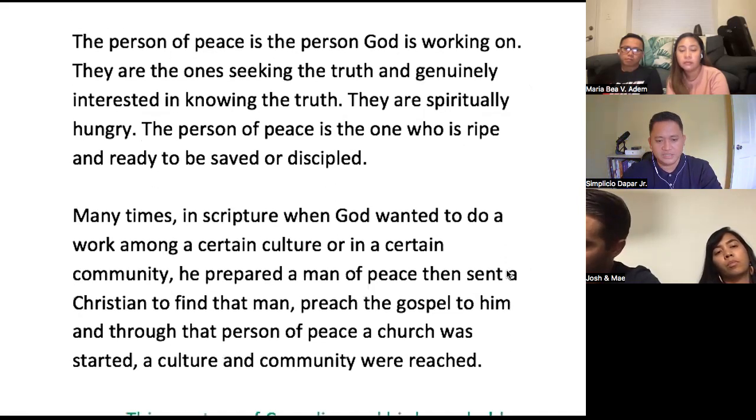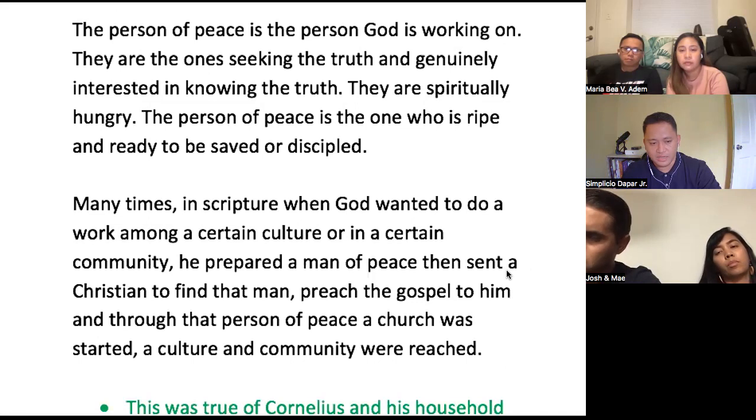The person of peace is the person God is working on. They are the ones seeking the truth and genuinely interested in knowing the truth. They are spiritually hungry. The person of peace is the one who is ripe and ready to be saved or discipled. You will learn later on that there are two ways to disciple: disciple people unto salvation and disciple people unto growth. So you can actually disciple an unbeliever by discipling them to be saved. And then if they get saved, disciple them to be a mature believer.